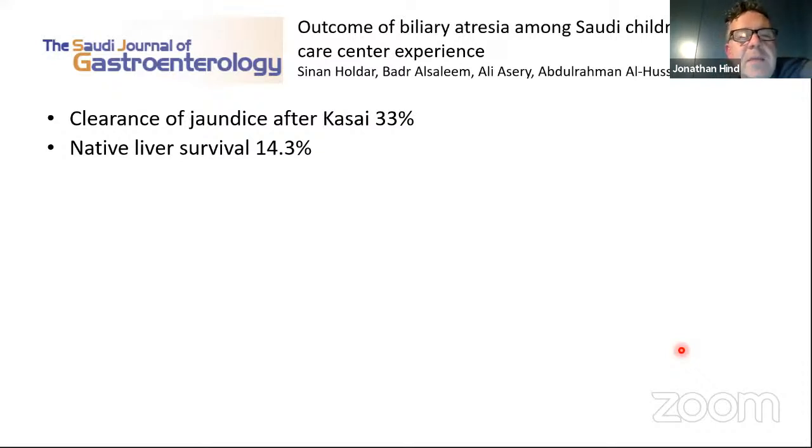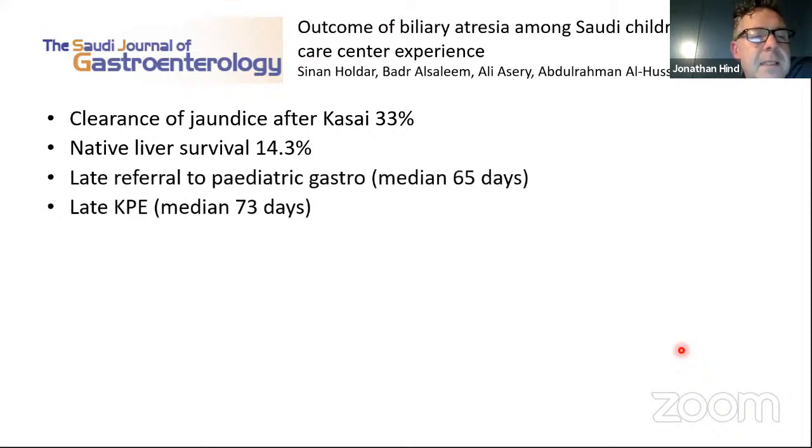And I'd say that one probably didn't have biliary atresia. What about Saudi Arabia? We're looking at your recent paper. Clearance of jaundice after Kasai in this center was 33%, so significantly lower than Europe or Japan. And the native liver survival was 14.3%. So again, well down on the 50% that you might expect in Europe or Japan.